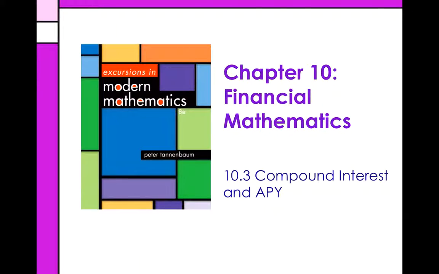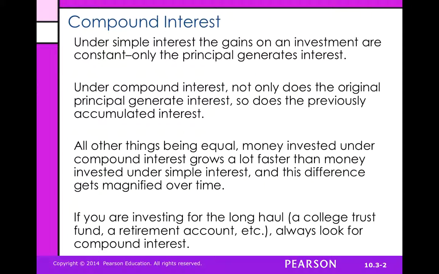Okay, so that's the difference between simple and compound interest. Okay, now let's be more formal about things. Under simple interest, the gains on an investment are constant. Only the principal generates interest.